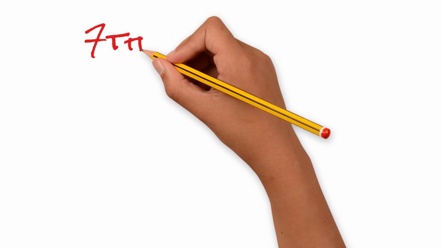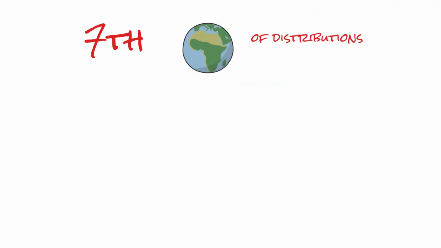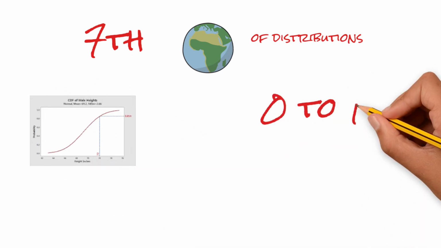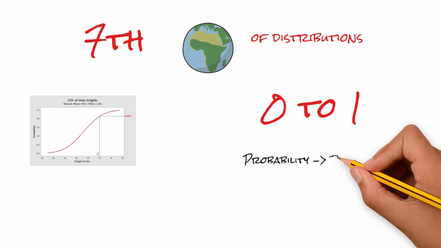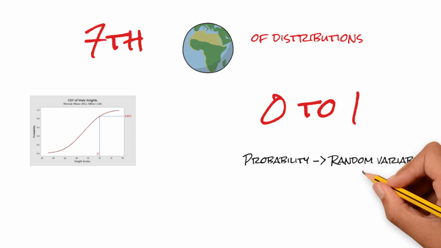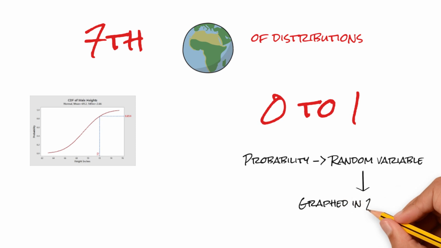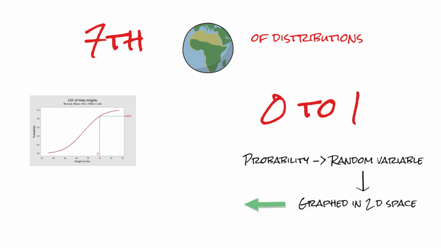In the seventh episode of the series on probability and statistics, we will be delving into the fascinating world of distributions. You see, probability is this fantastic concept that ranges from 0 to 1, essentially telling us whether an event is likely to happen or not. Now, distributions come into play by mapping these probabilities to random variables. These random variables are then graphed in a two-dimensional space, and this particular plot is known as the Gaussian distribution.